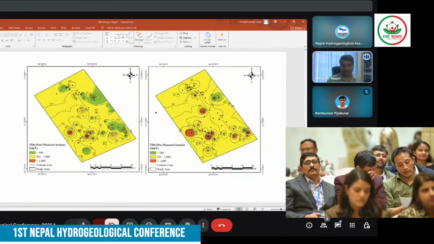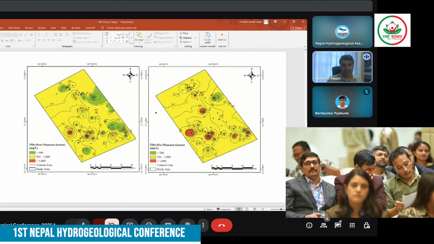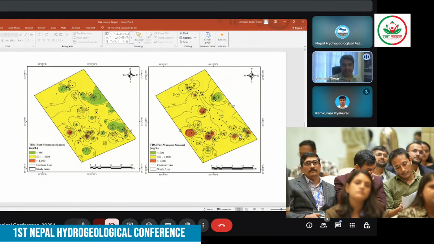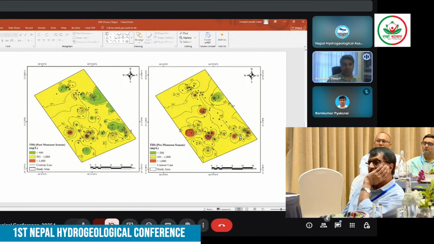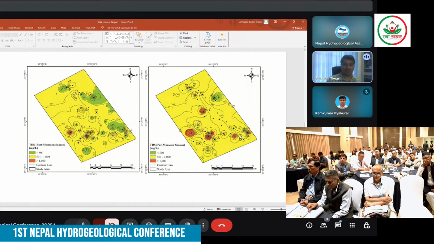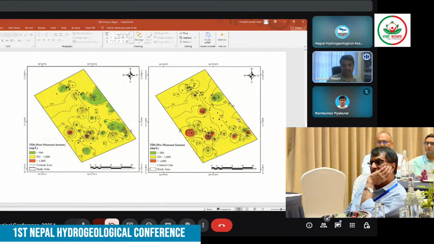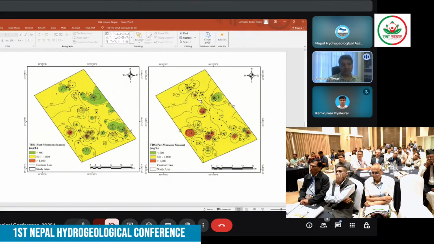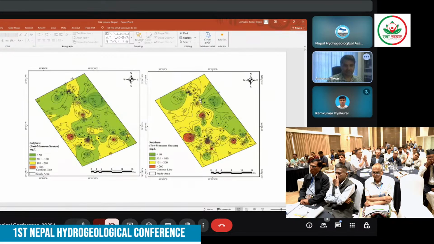This is the TDS map of the area, pre and post monsoon. If you see the variation, in the pre-monsoon season the concentration is higher. The TDS concentration is more in the pre-monsoon season as compared to the post-monsoon season. And if you see the reddish color, those samples are very close to the mining areas. We observe high concentrations of total dissolved solids in the samples very close to the mining areas.